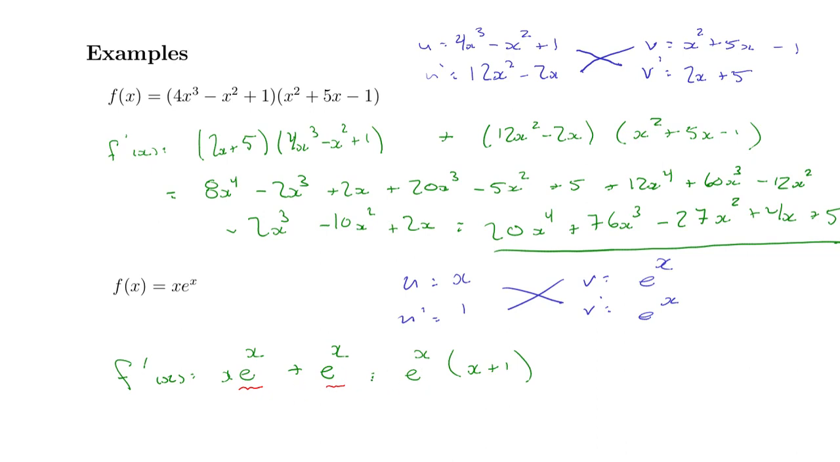Now, I don't care which one of these you give me. I'll take both of them. But on multiple choice stuff, you might see this as an answer, and so you'll have to notice that, oh, okay, it's just a factored version of it. But that's the derivative of x e to the x. Not so bad with functions like that, right?